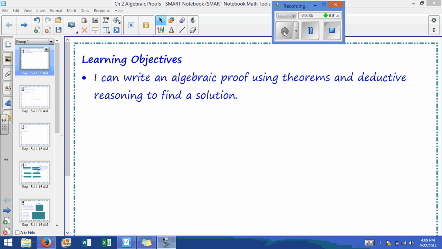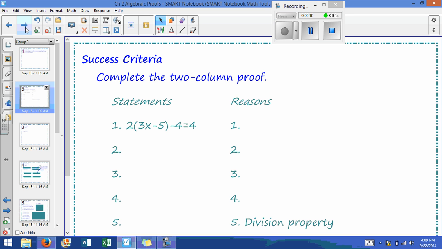Today we're going to do algebraic proofs. So our learning objective is: I can write an algebraic proof using theorems and deductive reasoning to find a solution. By the end of the lesson you should be able to do this success criteria. You will understand what a two-column proof is and you'll be able to do the algebra involved.